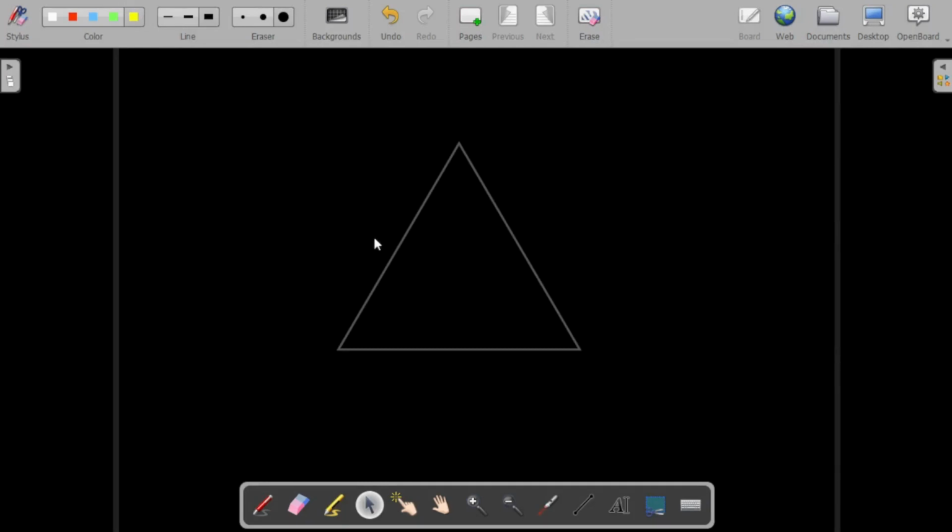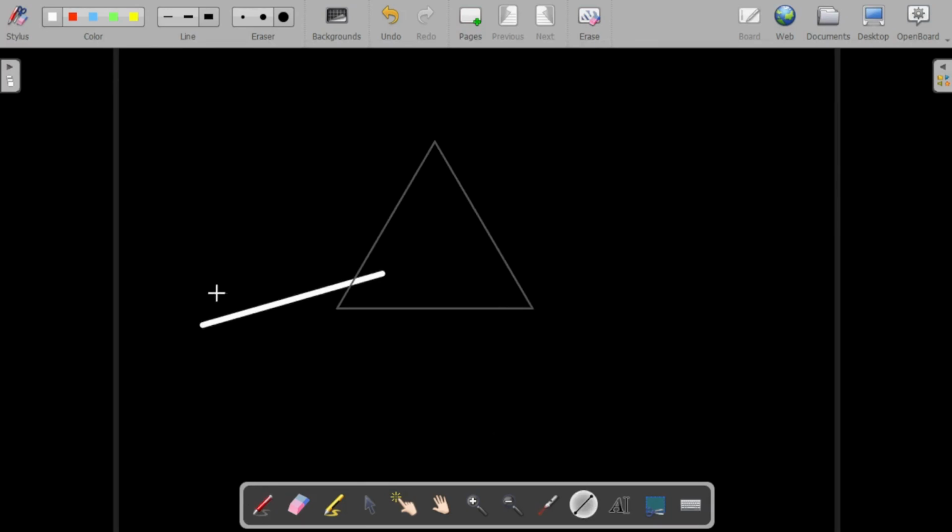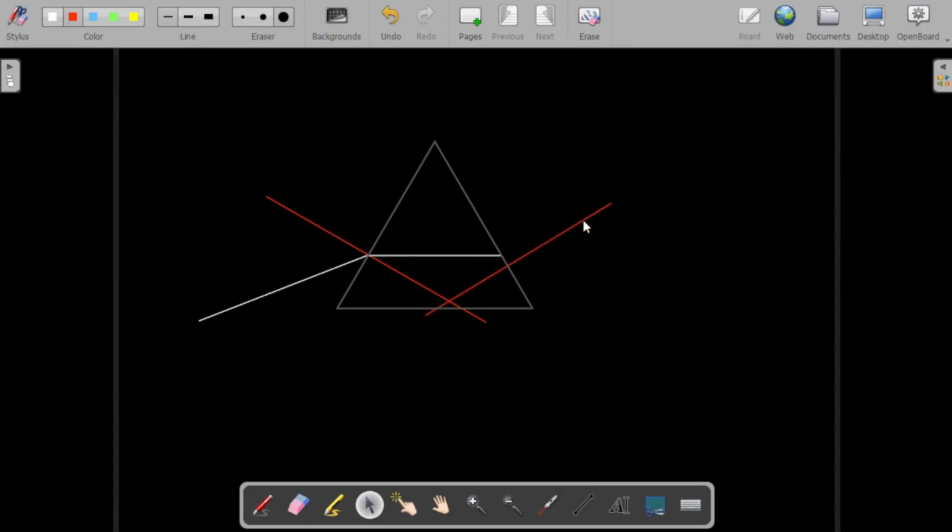To calculate the angle of deviation, first I have to take a few rays, that is the incident ray. I'm considering this one as the incident ray. This one is the normal. After refraction, I'm considering the ray is bending towards the normal like this. And again, after refraction at this point, let me make a normal again, which will be something like this. Now after refraction again at this point, the ray of light will go somewhat like this.